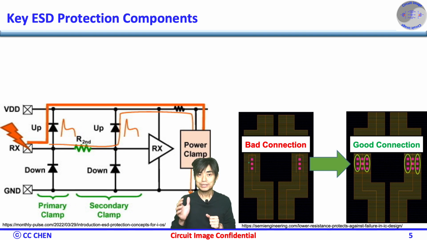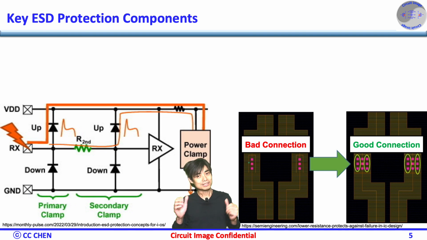Layout plays a critical role. Poor placement can make good protection ineffective. Parasitic effects can degrade performance, so careful design is necessary. Understanding how different protection elements interact is key to a robust ESD design.